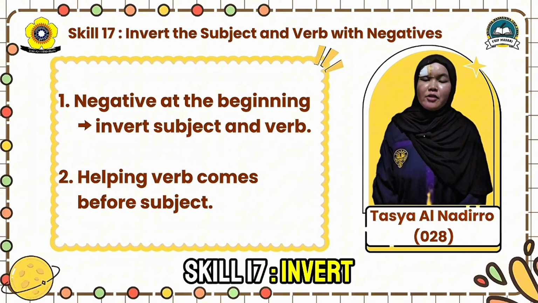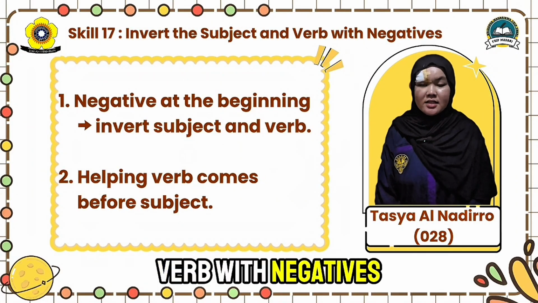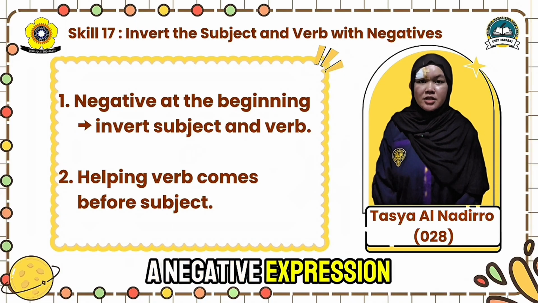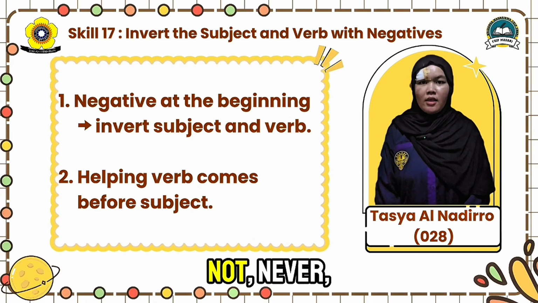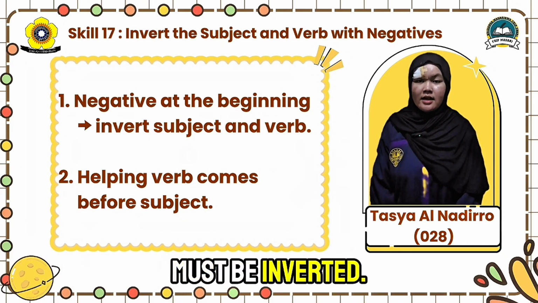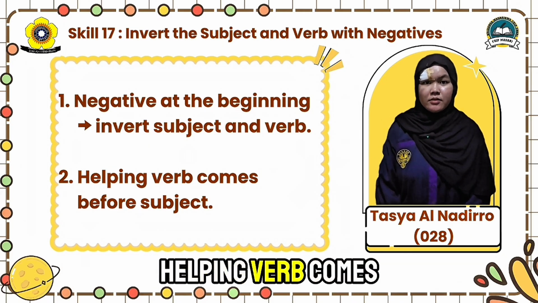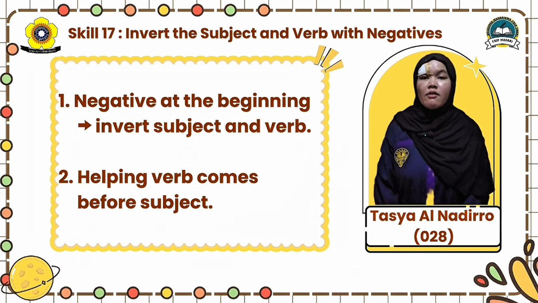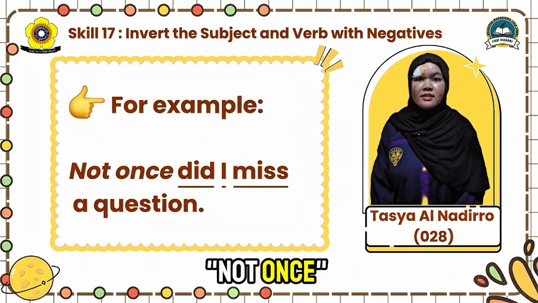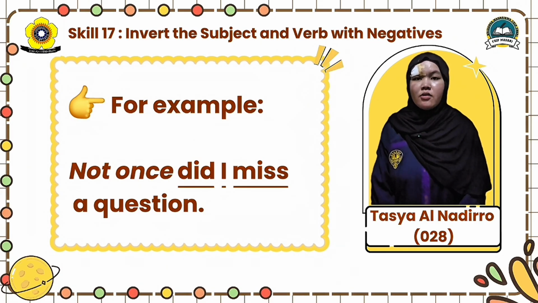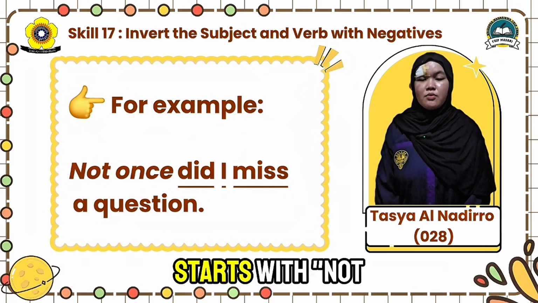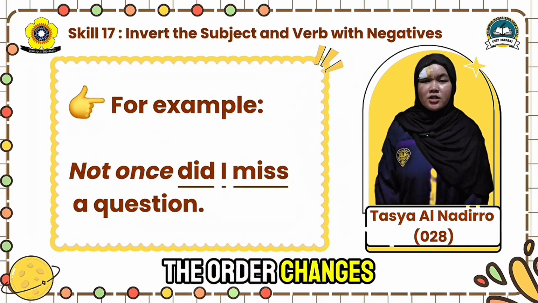Skill 17. Invert the subject and verb with negatives. Sometimes in English, when a sentence begins with a negative expression like no, not, never, at no time, the subject and the verb must be inverted. That means the helping verb comes before the subject. For example, "Not once did I miss a question." "Not once" is the negative expression. Normally we say "I did not miss a question," but because it starts with "not once," the order changes into "did I."